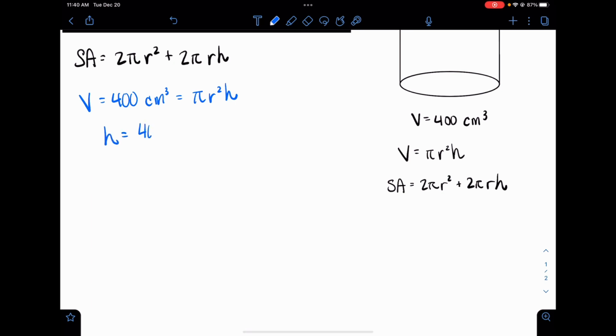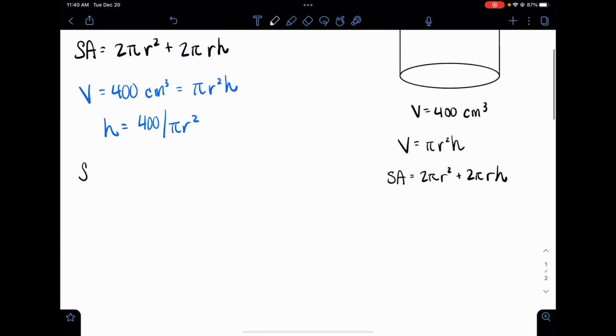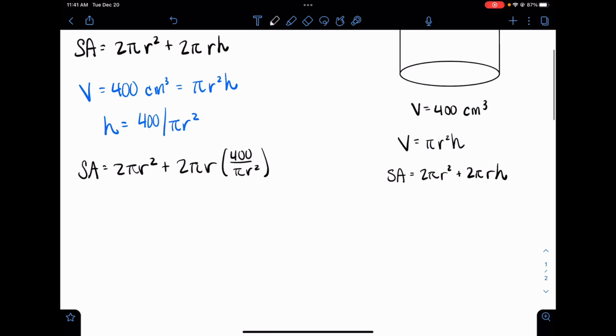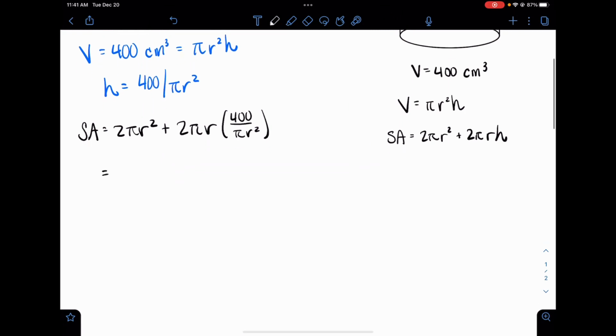and that will give us 400 divided by pi r squared. And we can plug that in to our surface area equation, giving us just one variable to work with. So now we have surface area equals 2 pi r squared plus 2 pi r times 400 over pi r squared. Now you could have done this for either variable. You could have solved for r and plugged in, swapped out the r's from the surface area equation. I think this is simpler because there was only one height factor in that equation originally, and it has less substitutions for you. So if we simplify this, we get 2 pi r squared plus 800 over r.